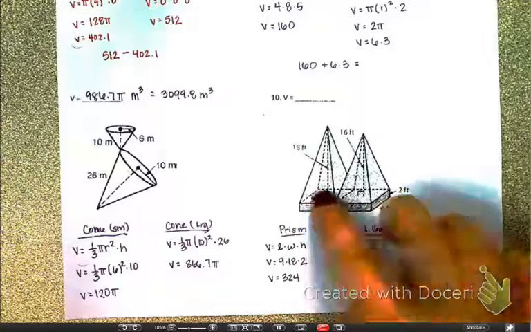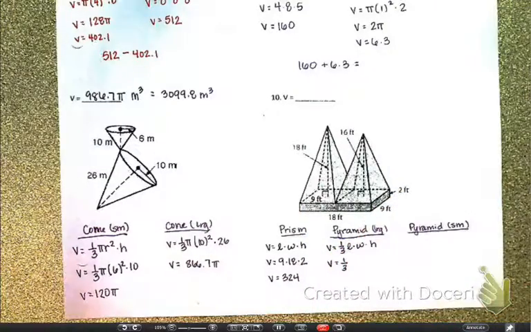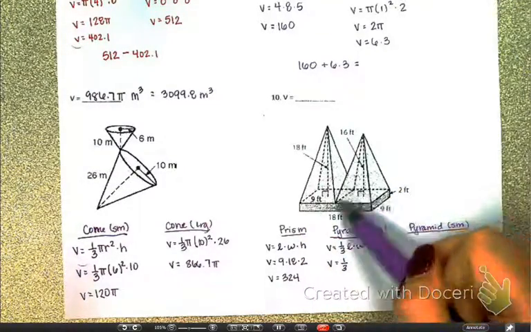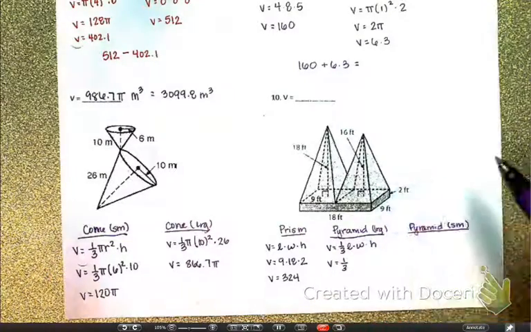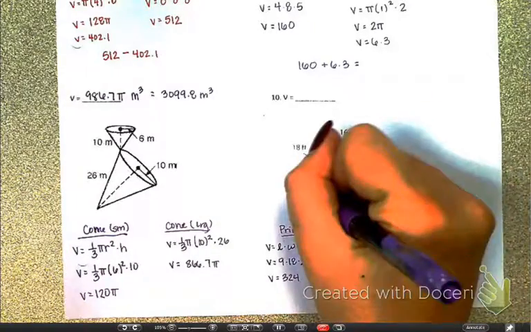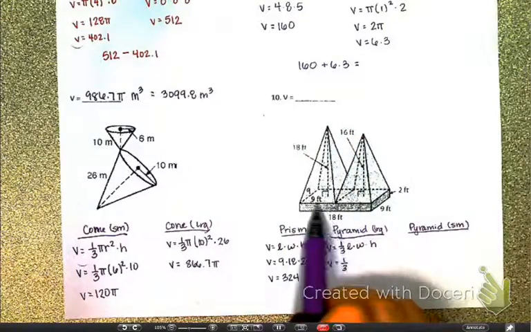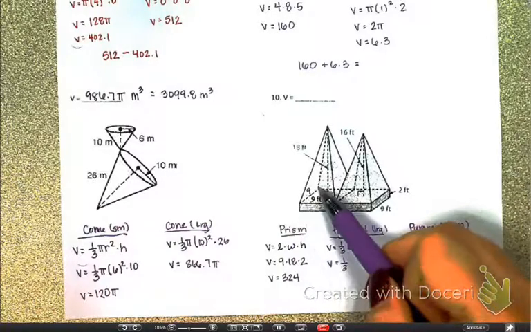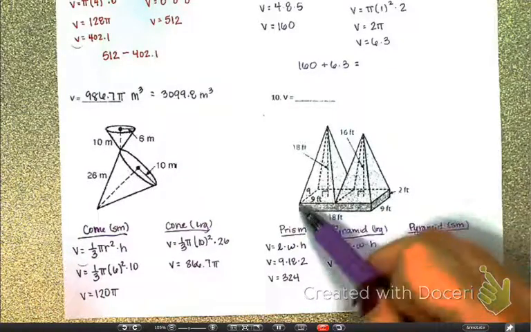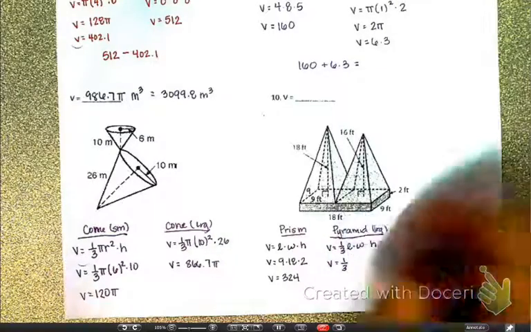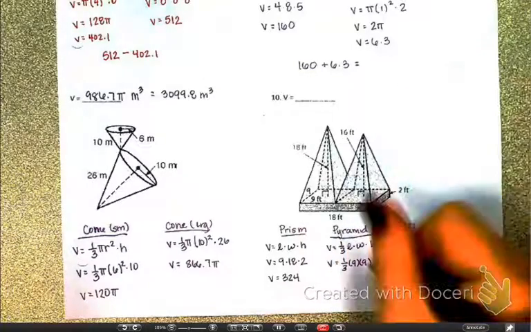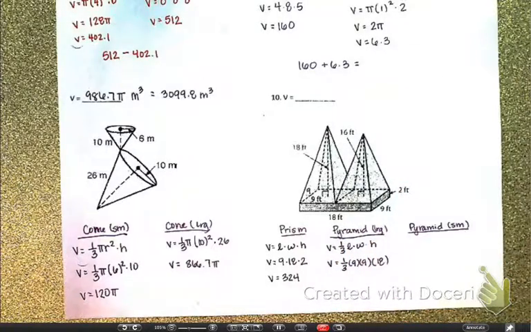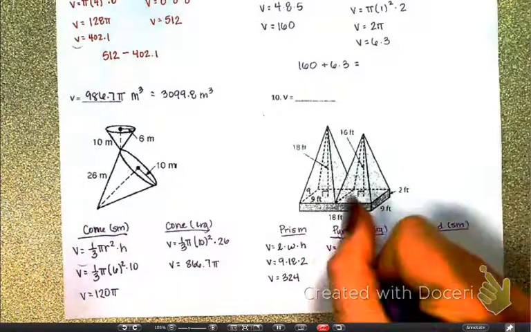Now let's look at the large pyramid first. So what is the length and the width of this base? 9 and 9. It's 9 here, and it's 9 here. Backwards, the back distance is 9. Do you see that? Okay, so that should be 9 and 9, and what's the height of the whole thing? 18. So 9 times 9 times 18 divided by 3, 486.